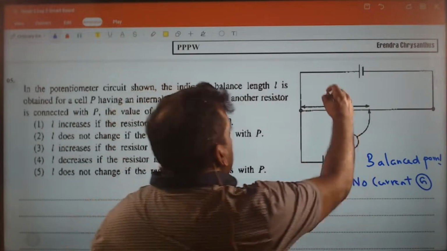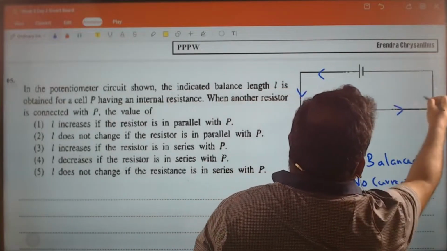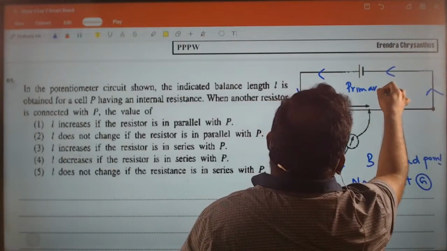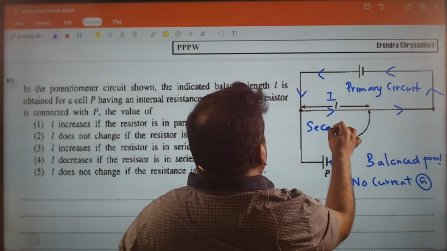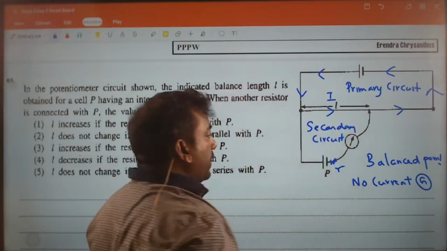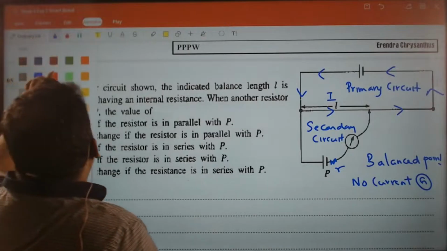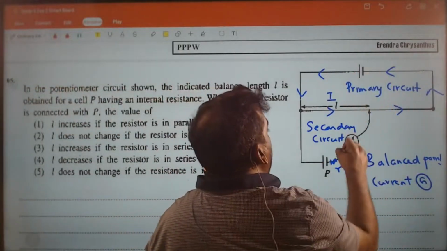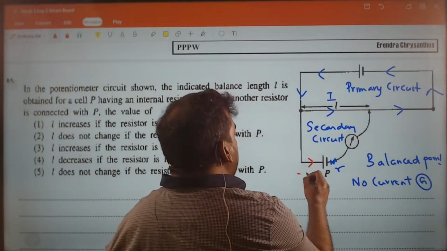So what can you say about the current here? All the current will pass through that. This is your primary circuit, and this is your secondary circuit. Primary circuit is on top, secondary circuit is at the bottom. Carefully look. Primary circuit current will never mix with secondary. Here there is no current in this branch.